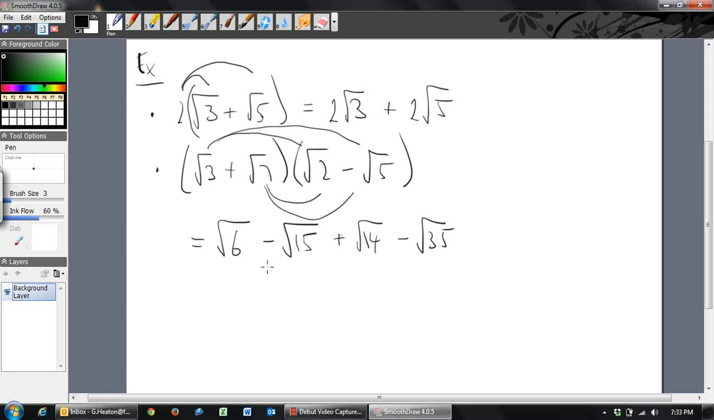Just before we move on and say that's the answer, let's check. Are there any factors of 6 that are perfect squares? No. Any factors of 15? No. No perfect squares going into that. No perfect squares going into 14, so I've got 2 and 7. And 35, no, there's no perfect square, so that is our final answer. And that's how you expand brackets.